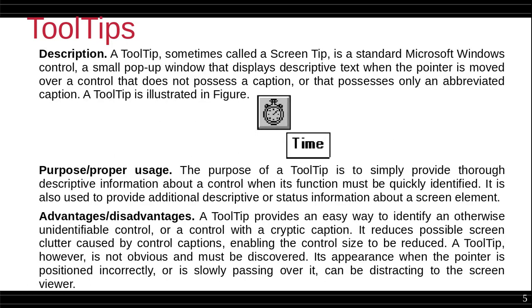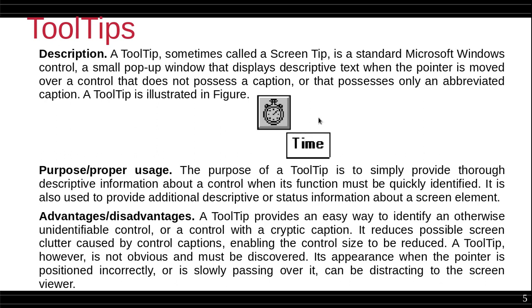Here is the description in detail. A tooltip, sometimes called a screen tip, is a standard Microsoft Windows control, a small pop-up window that displays descriptive text when the pointer is moved over a control that does not possess a caption, or that possesses only an abbreviated caption. A tooltip is illustrated here. When the pointer moves over this icon, it displays time.